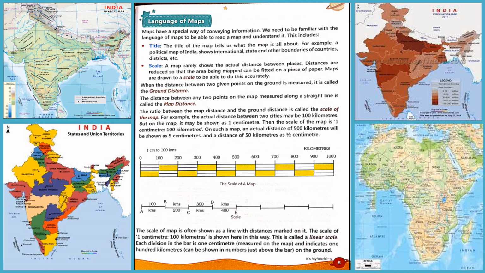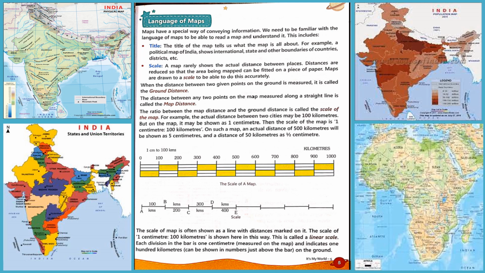Scale. The scale of a map indicates the relationship between the distance shown on the map and the actual distance shown on the ground. Yes. Since the map is a miniature representation of Earth, it is not possible to show the exact distance between two places. Is it possible? No, it is not possible to show the exact distance between two places. Therefore, maps are drawn to a scale.